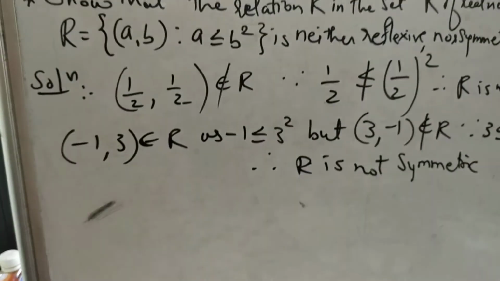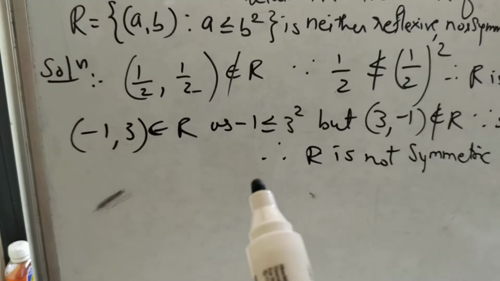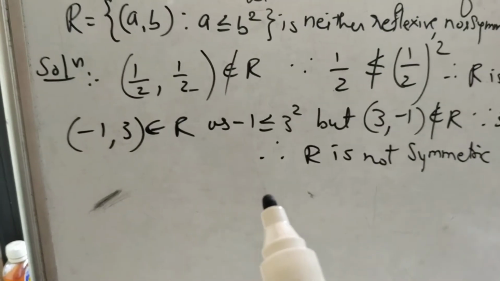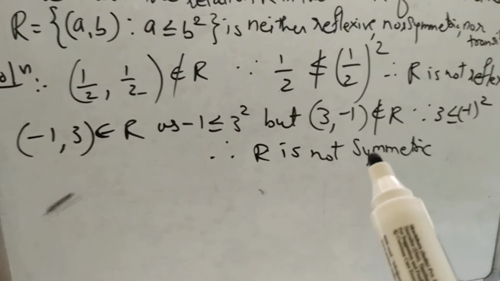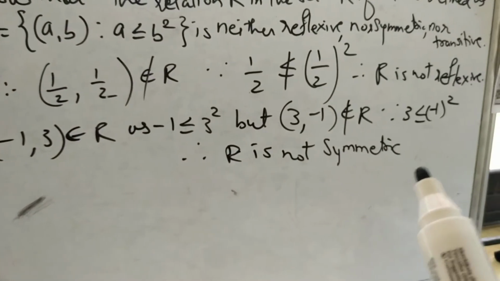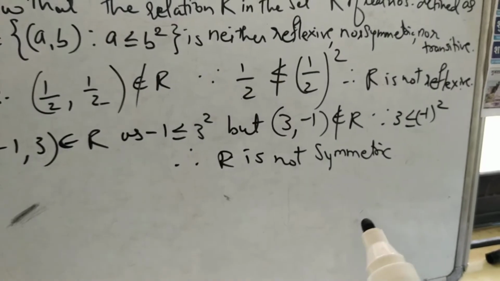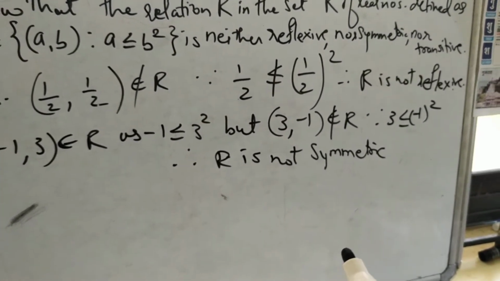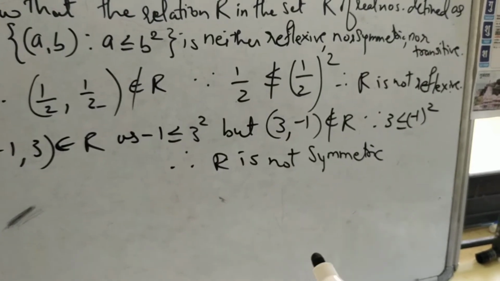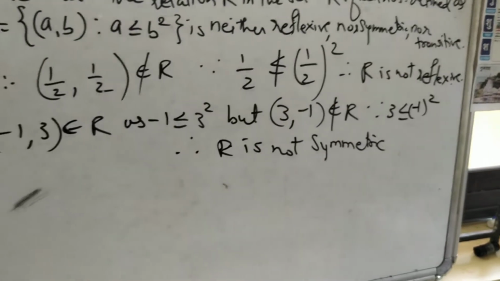By taking an ordered pair (-1, 3), which belongs to R, as -1 is less than or equal to 3², but (3, -1) does not belong to R, because 3 is not less than or equal to (-1)², that is, 3 is not less than or equal to 1, therefore R is not symmetric.